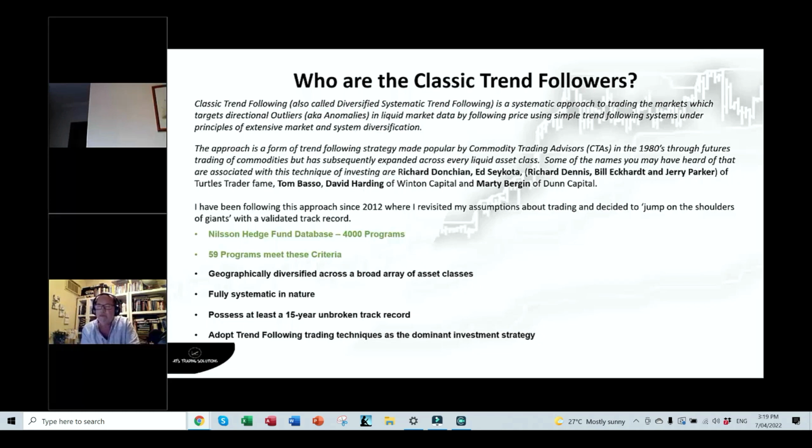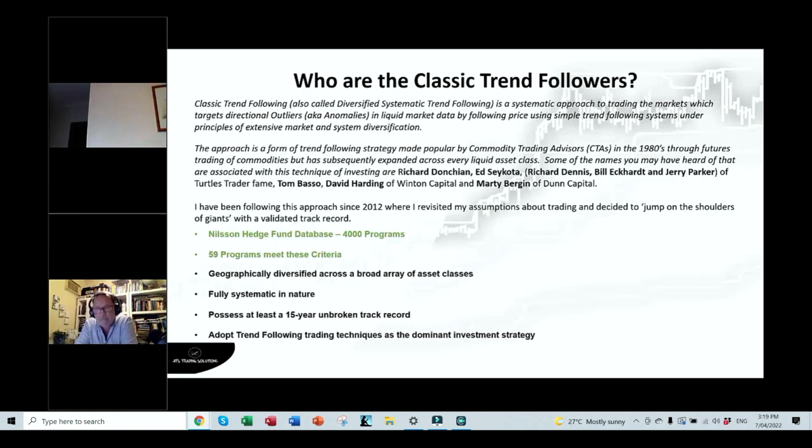And some of the names you might have heard of who practice this technique are the likes of Richard Donchian, who developed the Donchian breakout indicator. Richard Donchian was a famous trend follower back in the 40s. Ed Seykota, who we've probably heard of. The Turtle Traders, such as Richard Dennis and Bill Eckhardt, who set up the Turtle Traders, and some of the traders themselves, such as Jerry Parker, they practice this classic trend following approach.